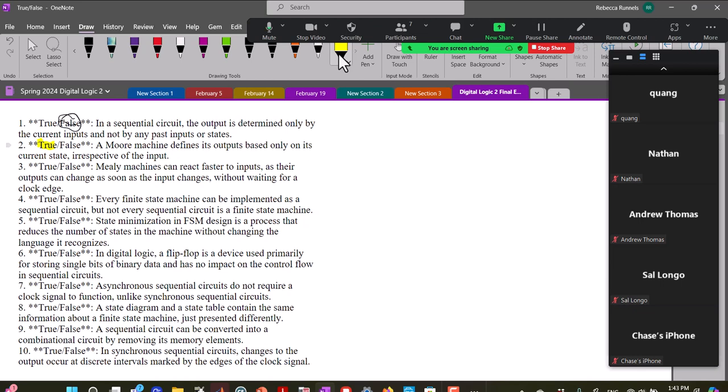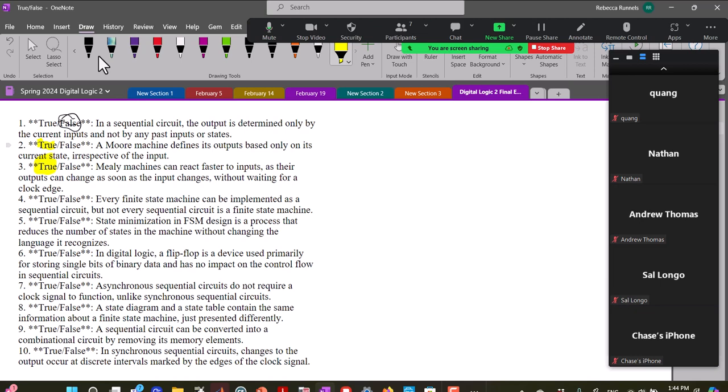Okay. Good. So people who followed my design actually did look at it. So it was not on a clock edge. So the outputs could change without waiting for the clock's edge. Since it's a Mealy machine, it's only going to change states on the clock edge, but the outputs could change before you get to a clock edge. So it can react faster to inputs. So that's going to be true.